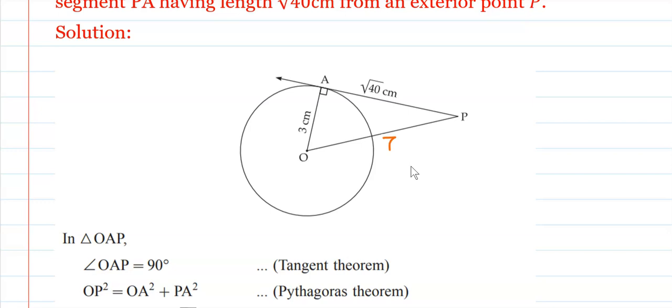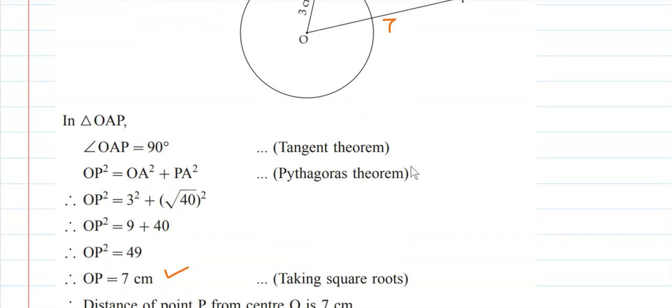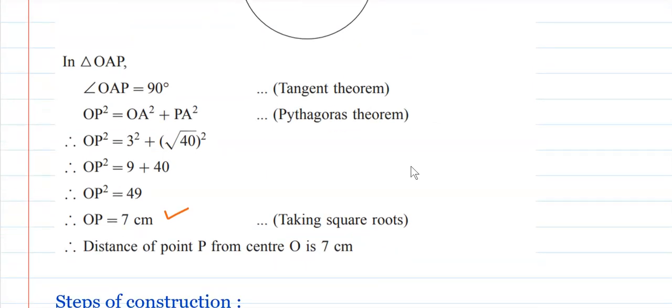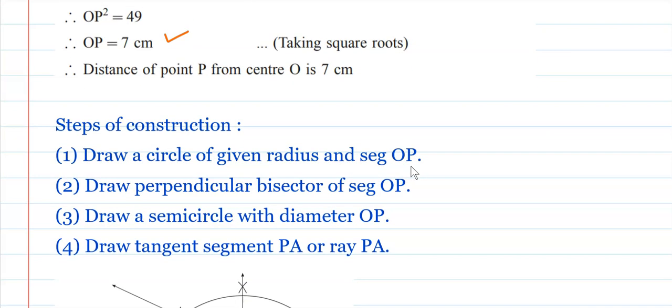And from this distance, from the center of the circle, take the point P, draw the perpendicular and draw the corresponding arc. Then you will get the tangent, that is PA as a tangent. Here we have got the distance of point P from the center O as 7 cm. Now the steps of the construction. Draw a circle of the given radius and segment OP. Draw a perpendicular bisector to OP. Draw a semicircle with OP as diameter. Draw the tangent segment PA, or the ray PA.